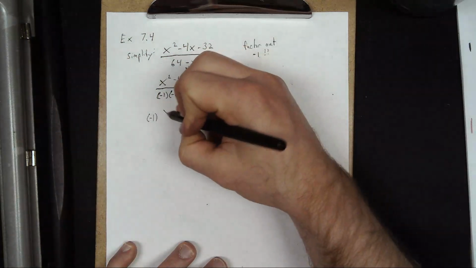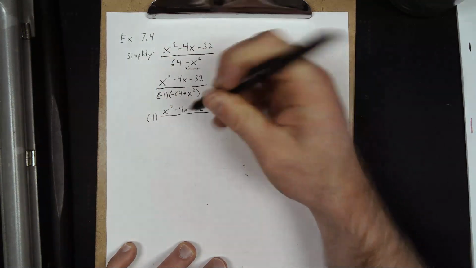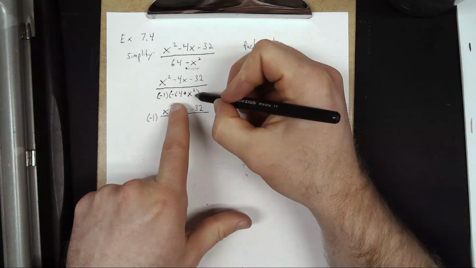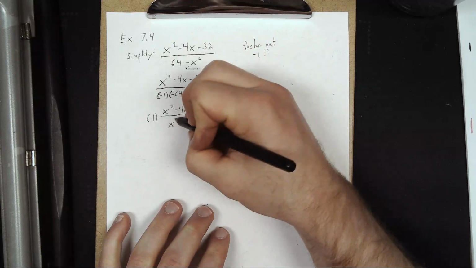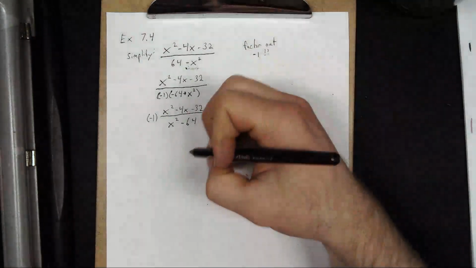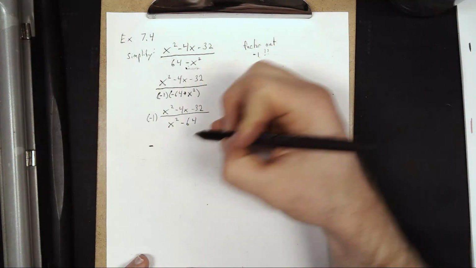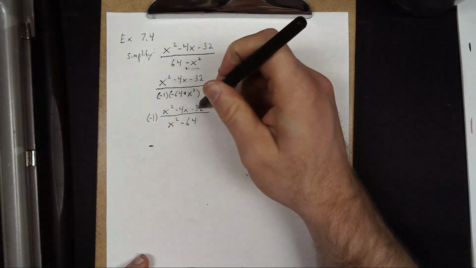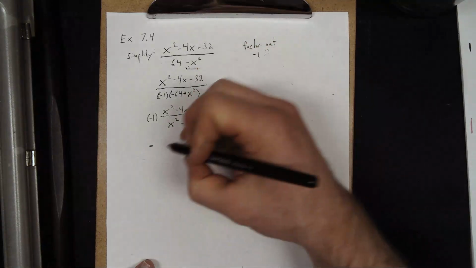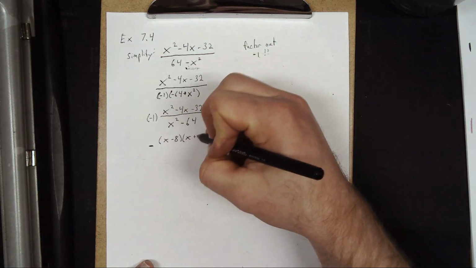Pull it out front. We got x squared minus 4x minus 32, and that is all over, and now this is what we have left on the bottom, and I'm going to rearrange them. So you got x squared minus 64. Okay, next step. This negative 1 can just become a negative sign, right? X squared minus 4x minus 32. Well, what multiplies to be negative 32 but adds to be negative 4? It's actually just going to be x minus 8 times x plus 4.